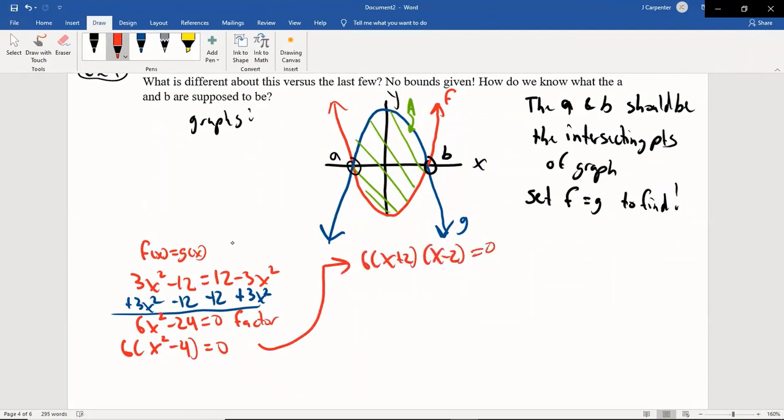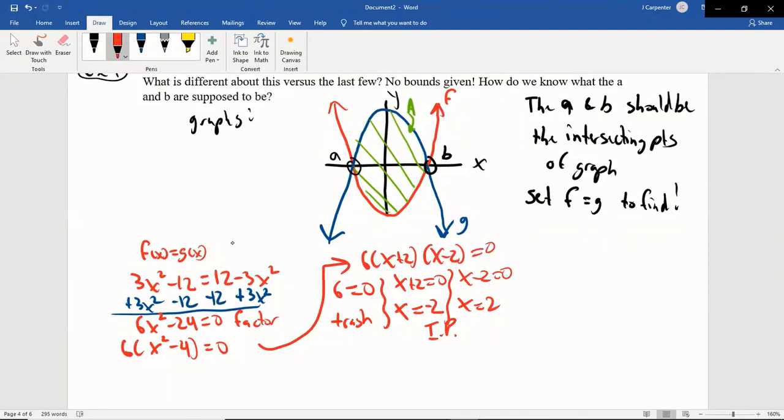Set all three of those things equal to 0. 6 equals 0. X plus 2 equal to 0. And x minus 2 equal to 0. The first one is trash, so we throw it away. Subtract 2, add 2. I'm not showing that work this time. You get -2 and +2 as your intersecting points. This is where they cross. And that confirms what we saw graphically, that they cross at -2 and +2. That tells us our integral.